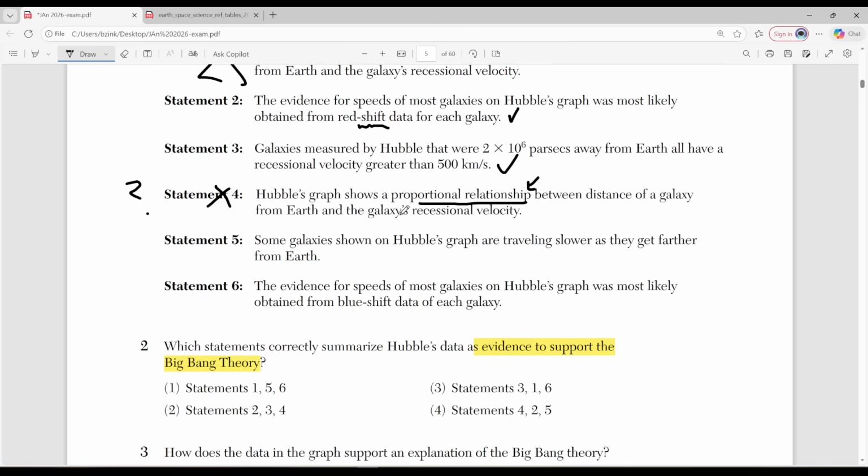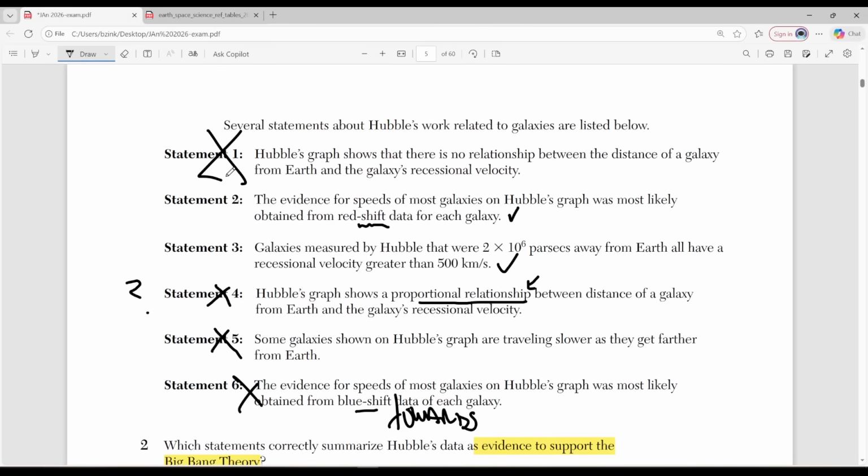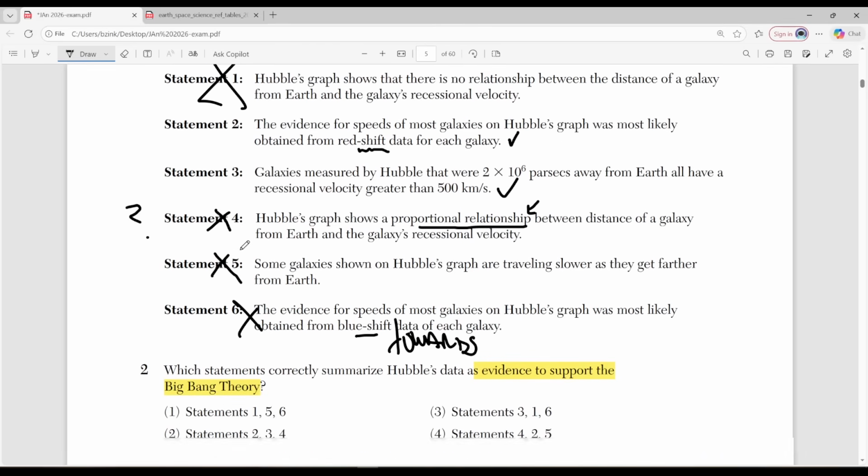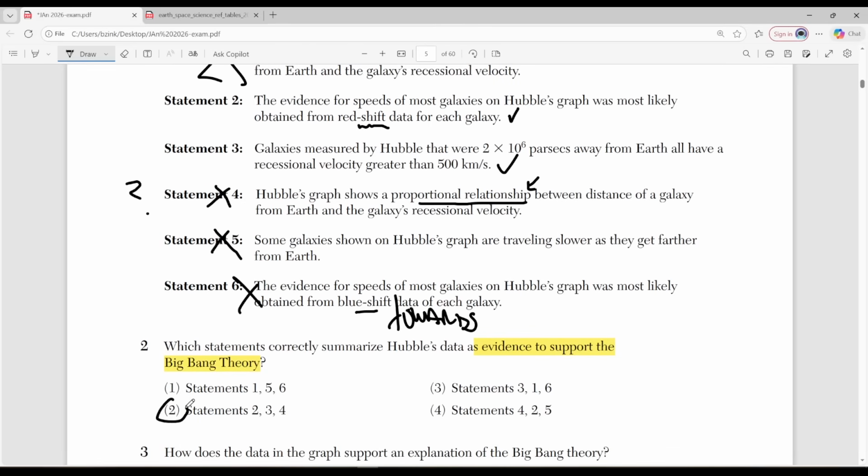Some galaxies shown on Hubble's graph are traveling slower as they get further. No, that's wrong. And then the evidence for speeds of most galaxies on the graph was most likely obtained from blue shifting. No, blue shift data would mean the galaxies are moving towards us. So these are all moving away. So that one's out. So that leaves 2, 3, 4 as possibilities. So I'm going to say that is the answer.